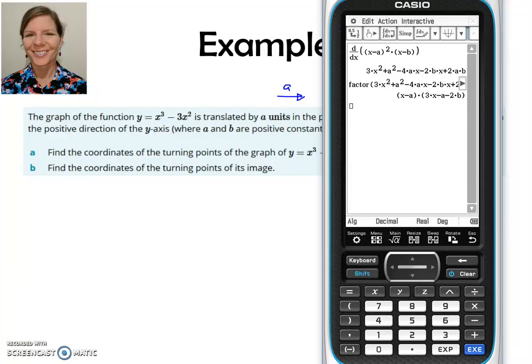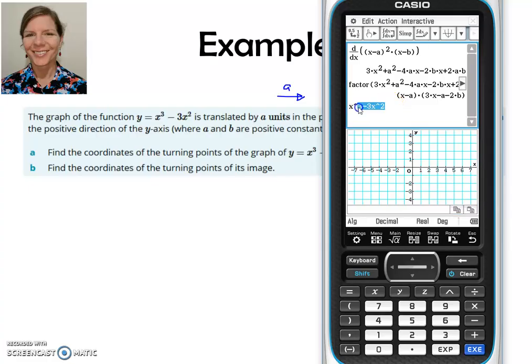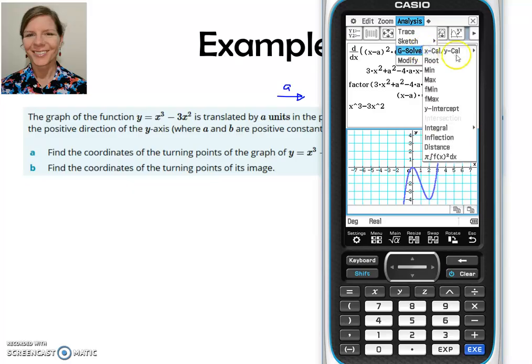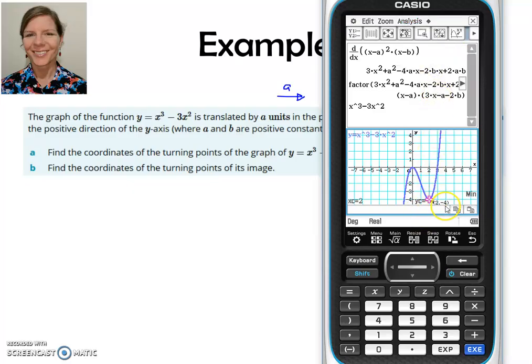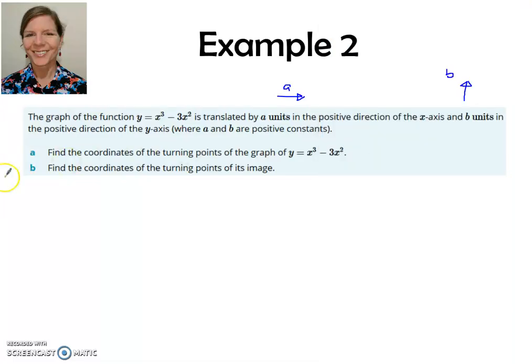You can do this any number of ways, but I always like to graph it because it gives you a good visual of what's going on. So if we plug that in there, we can see firstly we've got a minimum, that's (2, -4), and we've got a maximum which looks like it's at the origin, but we'll just check. Yep, maximum at the origin. So we've got turning points at (0, 0) and (2, -4). Pretty straightforward.